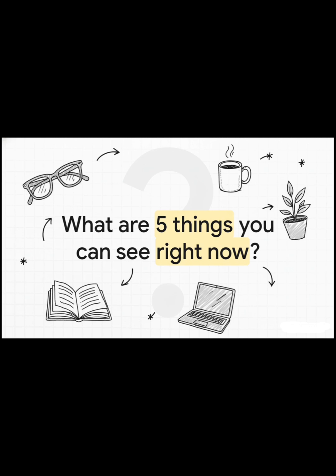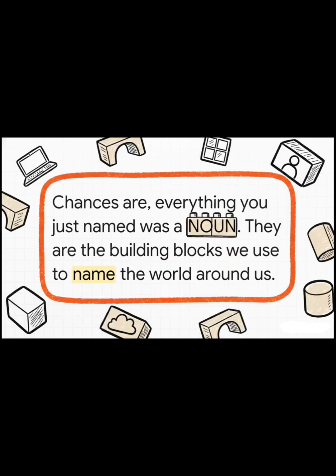I Spy. Seriously, just look around you right now, wherever you are. Can you name, say, 5 things you see? Go on, I'll wait. You can even pause if you need to. You got them? Awesome. So, what'd you come up with? A desk? A coffee mug? Maybe your cat? Well, here's the thing. Chances are, every single thing you named was a noun. See? They're literally the words we use to label everything in our world.